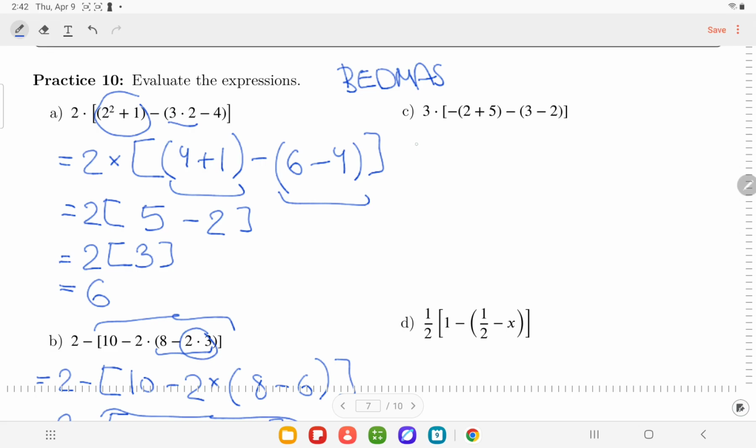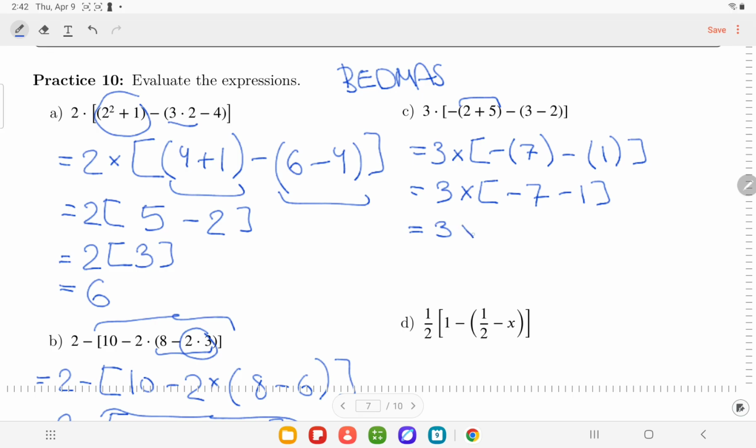And for C, it's the same idea. We want to solve these inner brackets first. So 2 plus 5 is 3. No, 2. What am I doing? 2 plus 5 is 7. Minus 3 minus 2 is 1. So we end up with negative 7 minus 1, which is negative 8. So we end up with negative 24.